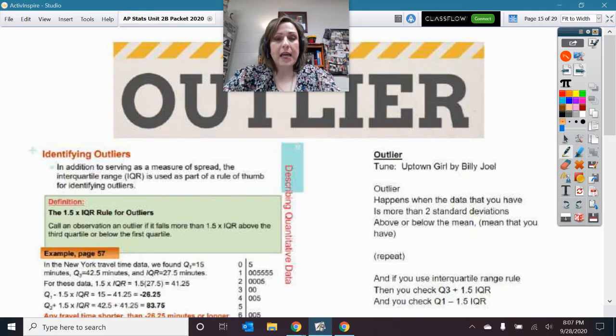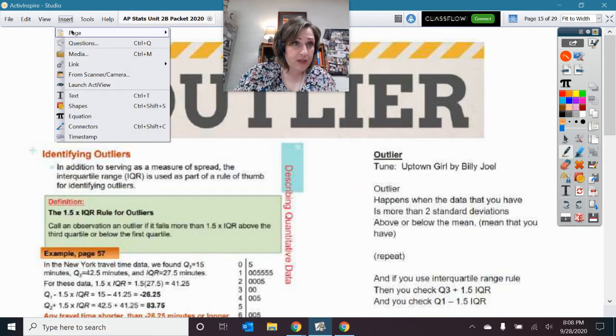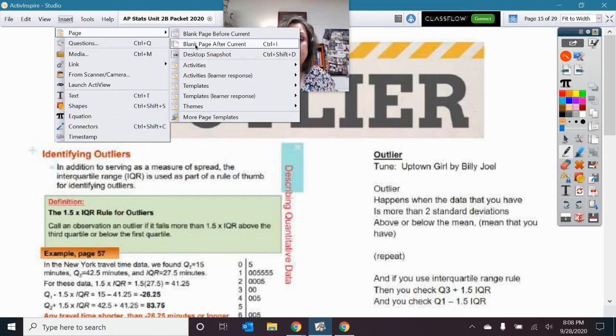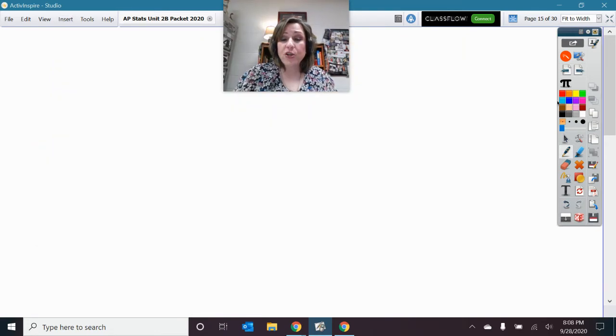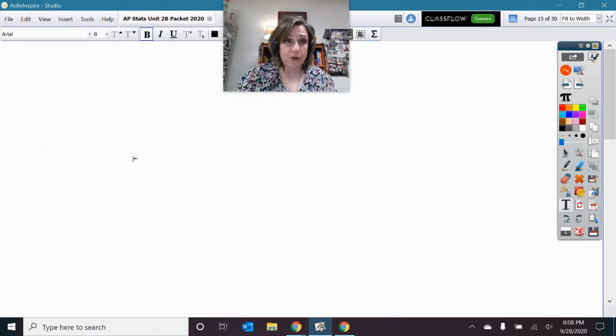So we are going to discuss in just a minute if you're going to use the median and IQR information, or if you're going to use mean and standard deviation information. In fact, maybe we should actually take a moment and do that right now. I'm going to insert a page. Let's talk about how you're making a decision as to what to use.